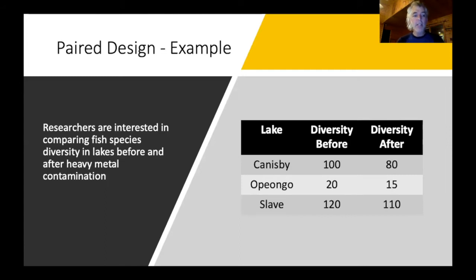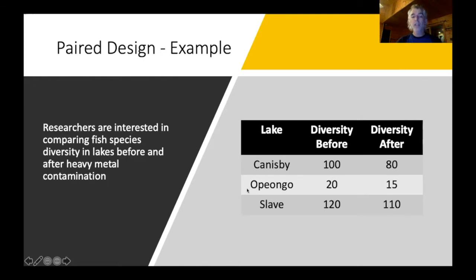So let's say, for example, that researchers were interested in comparing fish species diversity in lakes before and after some heavy metal contamination event. Now, lakes themselves might differ a lot in species diversity. And so a paired design allows the researchers to control for all of this variability among lakes by comparing the change in diversity from before the heavy metal contamination event to after using a paired design.